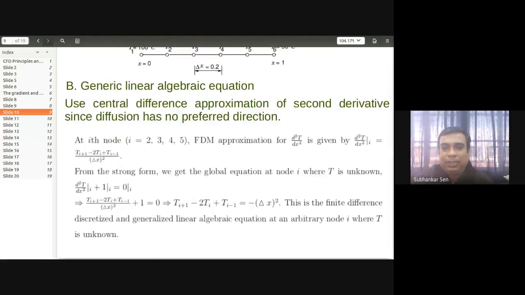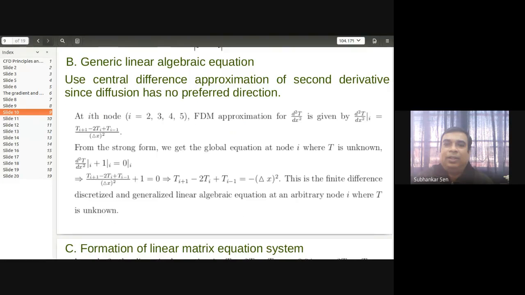If you see the step here, we have done exactly that. We are using the central difference approximation at node I. I is a generic node which can take the values 2, 3, 4, and 5. These are the unknown nodes where we don't know the value of the temperature. If you discretize at point I, this is the expression. Then we put it in the original equation and simplify, and this is the algebraic equation which we get.